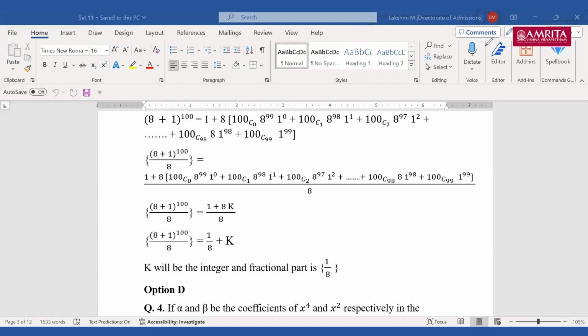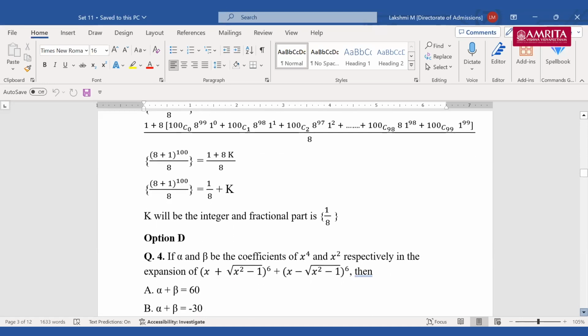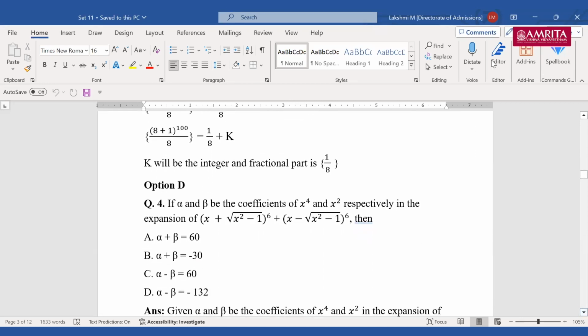Okay. Now moving on, I have the next question here. This is also, I would say, a very common type of question. They'll be giving us the coefficients of something, x raised to 4 or x square in this particular expansion. It could be different. And they'll be asking what is a plus b, what is a minus b, what's the sum of the roots, what's the division of the roots. This type of question is also really common. I hope the screen is visible and you have started doing the question.